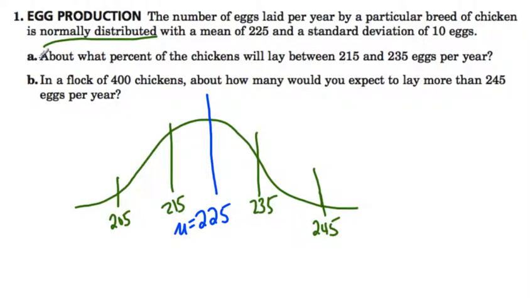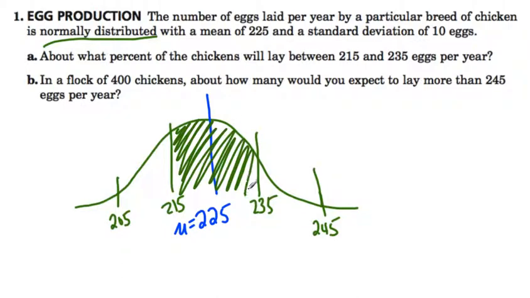Question A says, about what percent of chickens will lay between 215 and 235 eggs per year? So part A is asking about this. And what percent? If it's normally distributed, then that's going to be 68%, because it's within one standard deviation. That range is one standard deviation away.